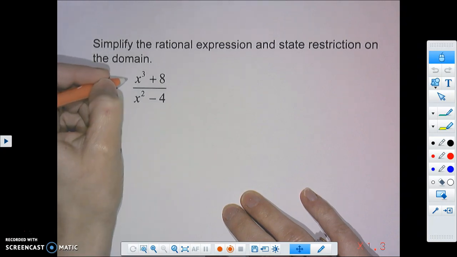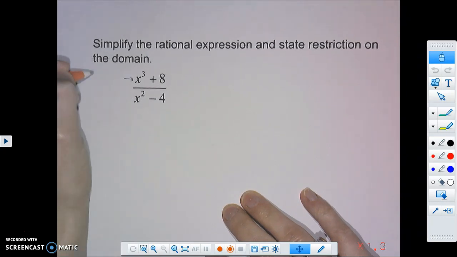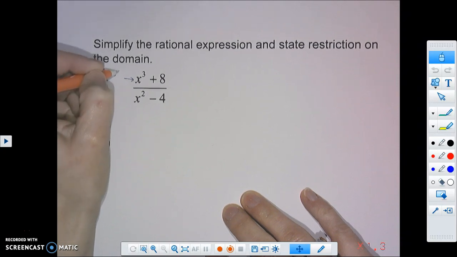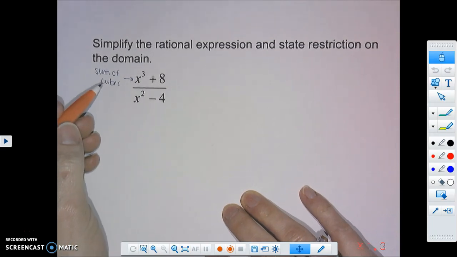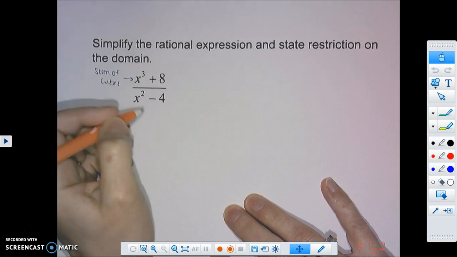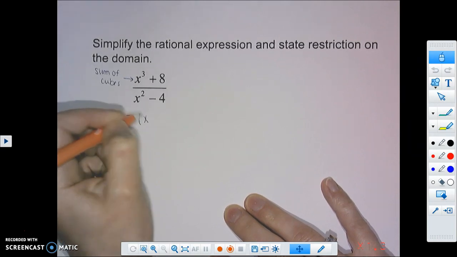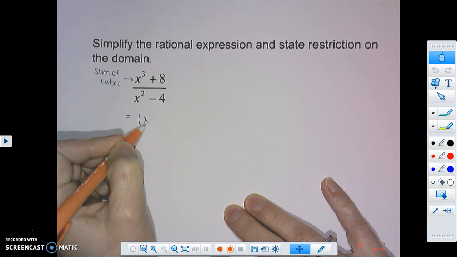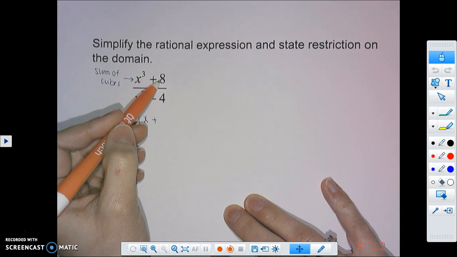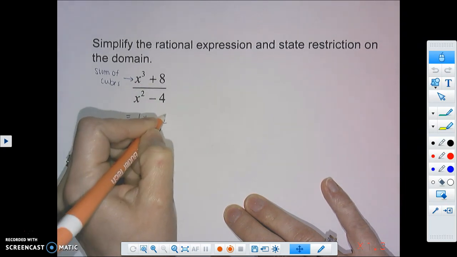So when we go to factor the numerator, x cubed plus 8, remember, that is a sum of cubes. And so to factor that sum of cubes, we take the cube root of the first thing. So the cube root of x cubed is x. Since it's a sum of cubes, we're going to put a plus sign there. And then the cube root of the second thing, the cube root of 8, is 2.